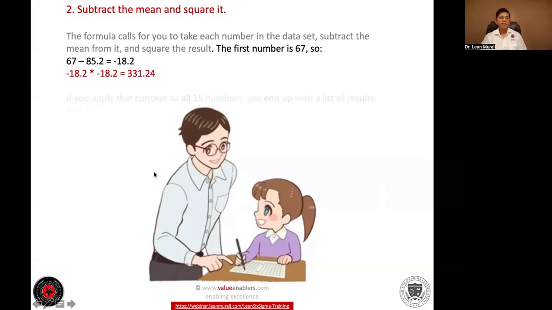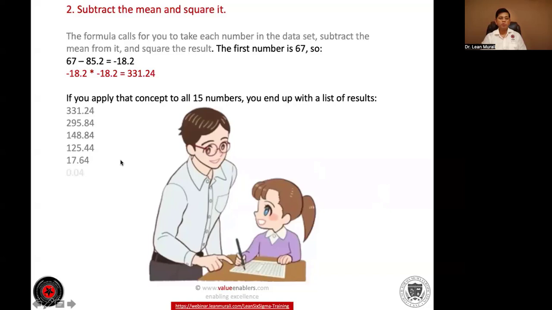Once you do this, you apply it to all 15 numbers and end up with a list of these results. The same thing you do for all 15 numbers. If this is clear, type super clear, SC, in the chat box.